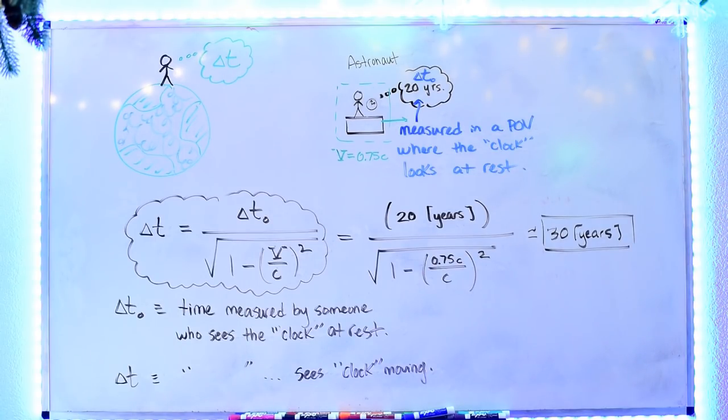c is the speed of light. 0.75 c therefore means 75% of the speed of light.